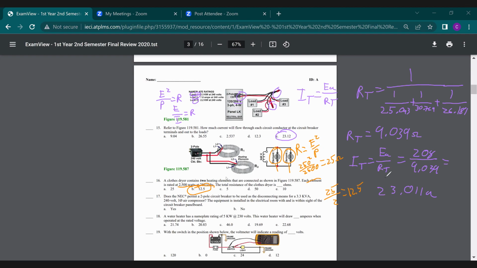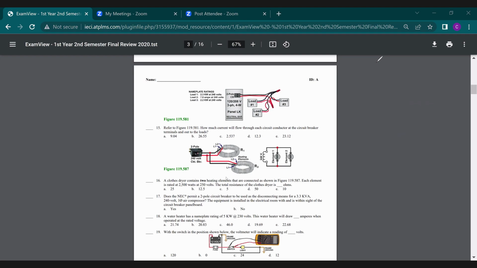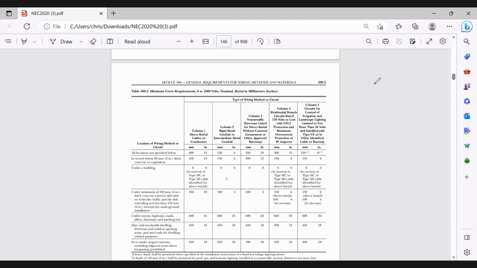Moving on to 17 here, does the NEC permit a 2-pole circuit breaker to be used as the disconnecting means for a 3.3 kVA 240 volt single phase air compressor? The equipment is installed in the electrical room and it is within sight of the circuit breaker panel board. Let's clear this off. Let's take a look at the code. So for this question, it's asking about an air compressor. An air compressor is a type of appliance.